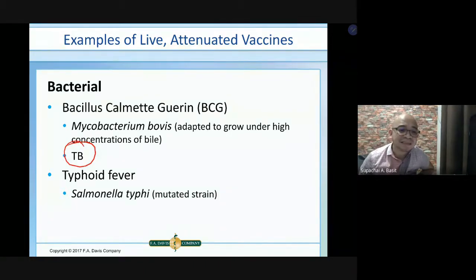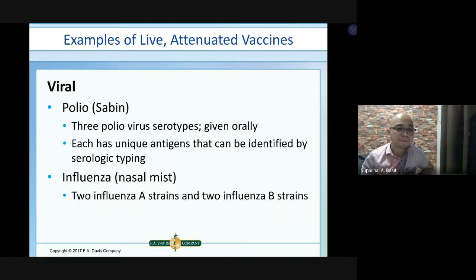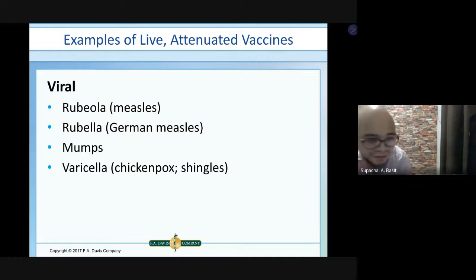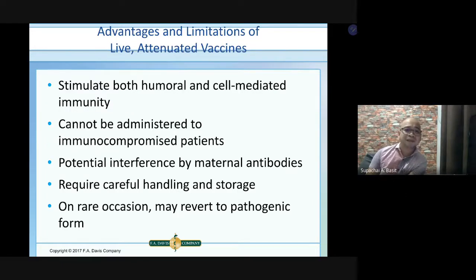There are also vaccines against typhoid fever. Sabin, the oral trivalent polio vaccine, is given orally to stimulate mucosal immunity. And the influenza nasal mist vaccine will prevent type A and type B strains of influenza. For viruses, we also have the MMR, which prevents measles, rubella or German measles, mumps, and even varicella, the one that can prevent chickenpox and shingles. So these are all examples of live attenuated vaccine.